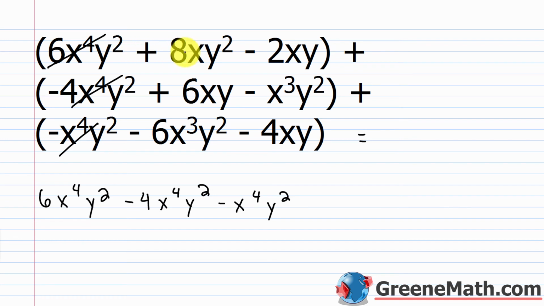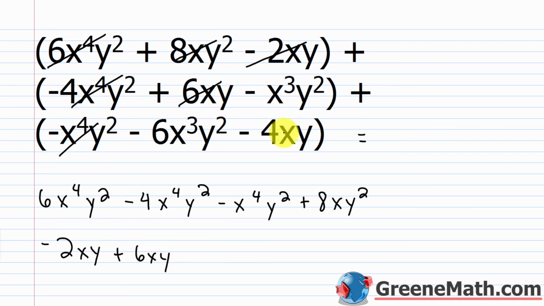Now, the next term in the first polynomial, I have 8xy squared. So 8xy squared. Any like terms with that? I don't have an xy squared here. I don't have an xy squared here. No xy squared anywhere else, so moving on. Now I have minus 2xy. So minus, let me kind of write this down here, minus 2xy. So I've used everything from the first polynomial. In the second polynomial, I have plus 6xy. Line that out. In the third polynomial, I have minus 4xy. So I've used all those.